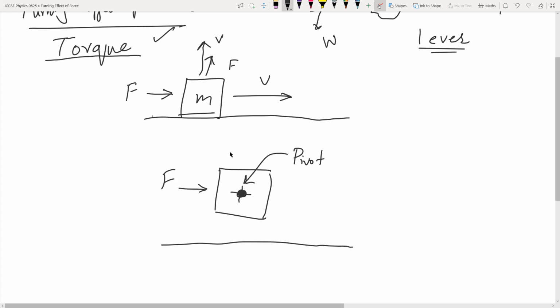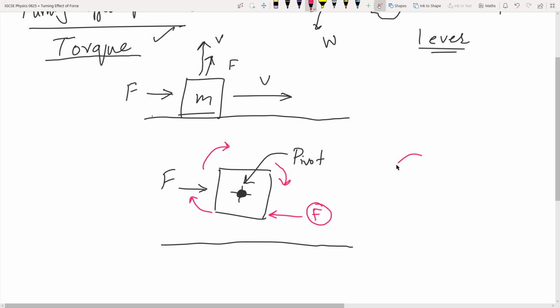What if I take another force? I apply this force at this very corner. You would find that this object will start to spin. And this spinning effect is what we call the turning effect of a force. So whenever a force is applied away from the pivot, it will try to turn the object. And what is a pivot? A point where the object can rotate, but it cannot move in a linear fashion.